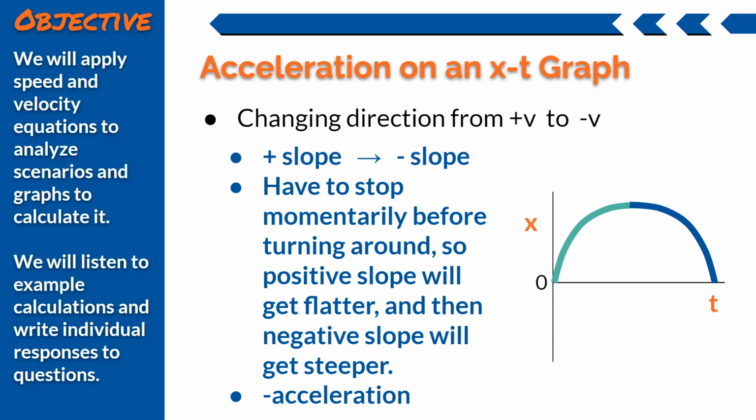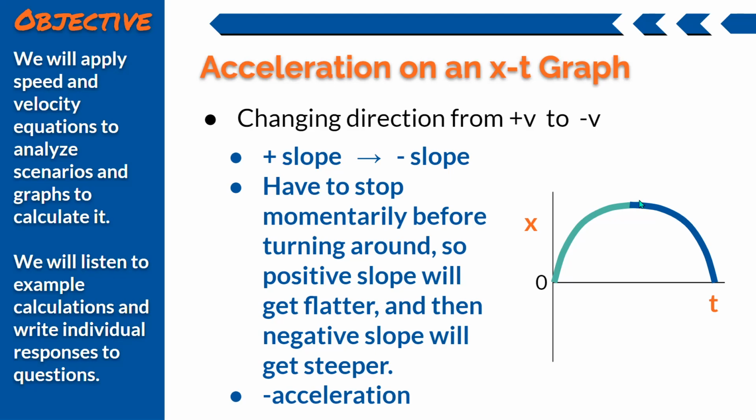Okay, and it doesn't have to be a ball. Anything that is going from positive velocity to negative velocity would look something like this. The entire time, this would be an example of negative acceleration, because as I have this object slowing down with positive velocity, slowing down means opposite sign, that's negative acceleration.